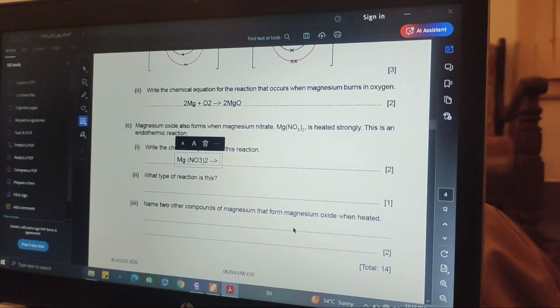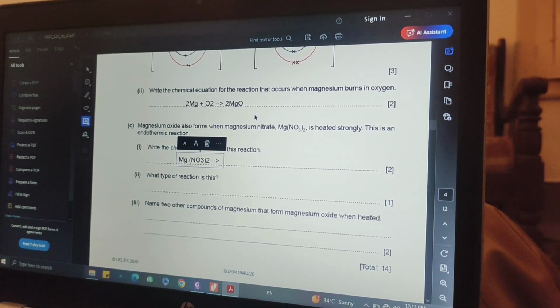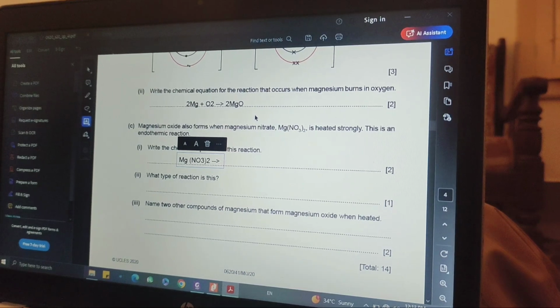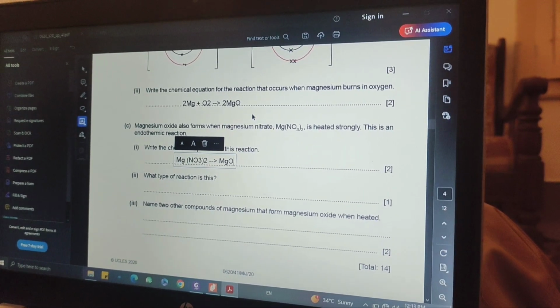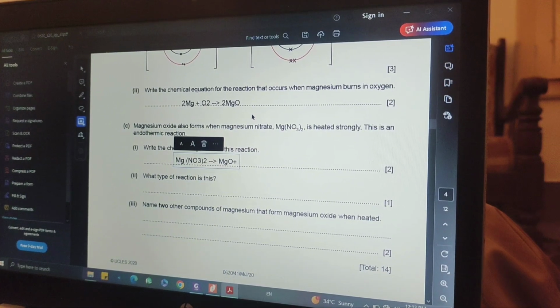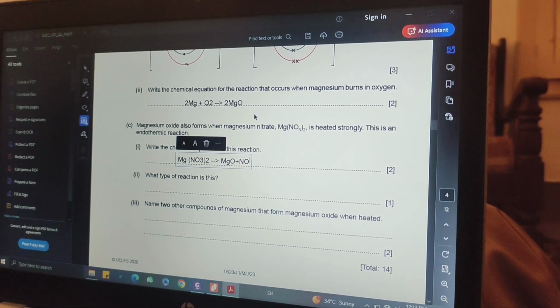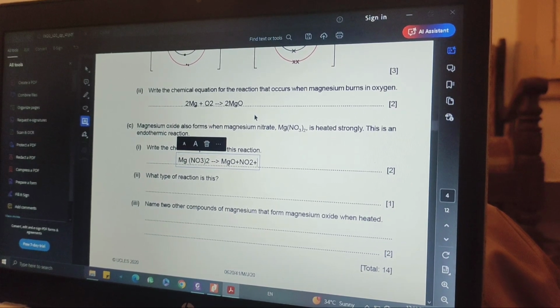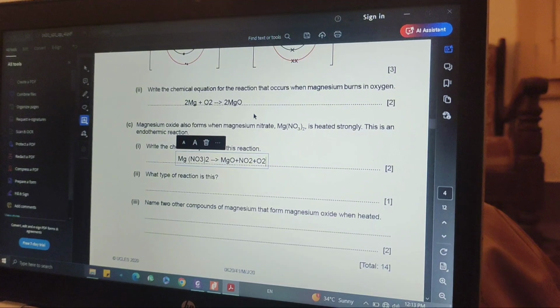it gives us, as it says, one of the products is magnesium oxide, so MgO, and plus, whenever nitrate is heated, NO2 is also a product, and then the last product will be oxygen. Now we need to balance it.